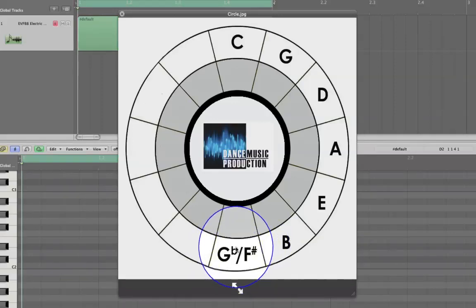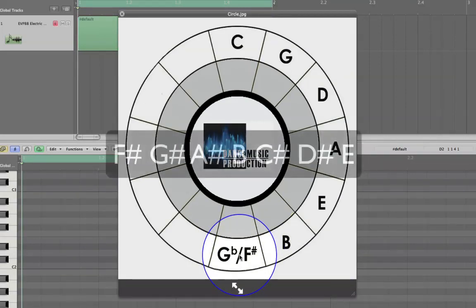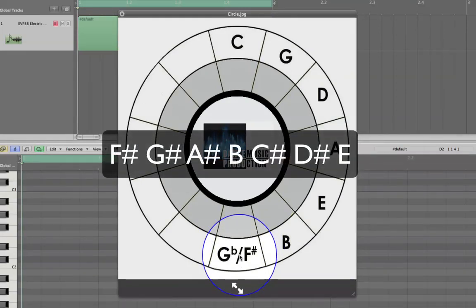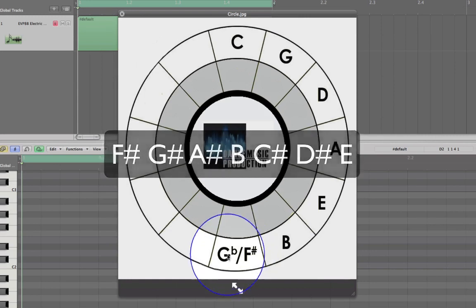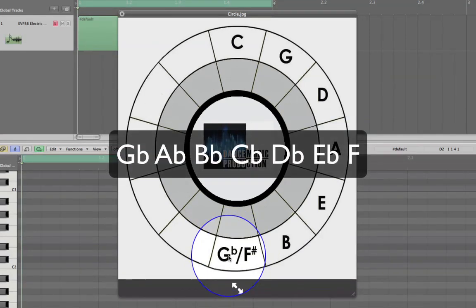We can either write that scale using sharps, as F sharp major, or we can write it as flats, as G flat major. For example, if we wanted to write this as sharps, we could write F sharp, G sharp, A sharp, B, C sharp, D sharp, E. Or, alternatively, we could write it in G flat, which would be G flat, A flat, B flat, C flat, D flat, E flat, F.